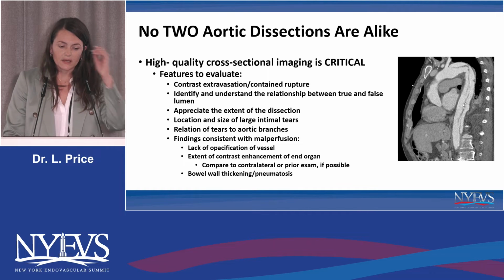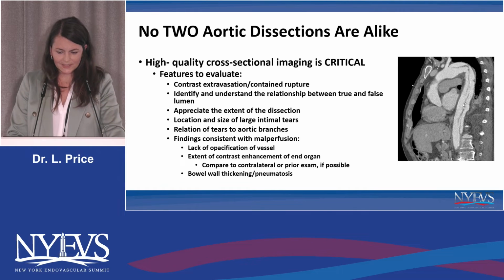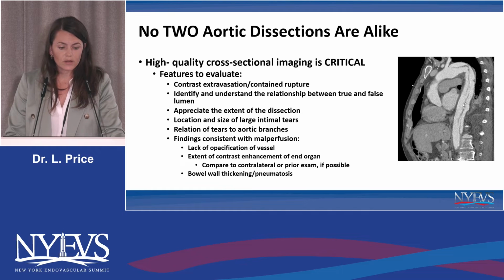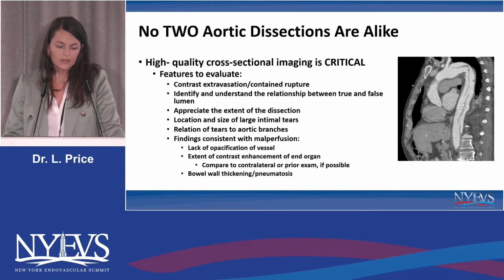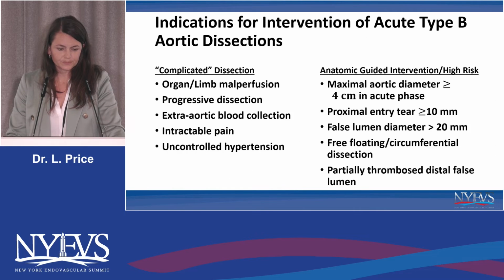The reason why dissections are oftentimes our nemesis as interventionalists is that no two aortic dissections are the same. So it's incredibly important to have high quality cross-sectional imaging. Why? What are we looking at? We're looking at contrast extravasation, contained ruptures. You want to identify and understand the relationship between the true lumen and the false lumen. You want to appreciate the extent of the dissection, the location and the size of the intimal tears, the relationship of that flap to the aortic branches, and then you can also see findings that are consistent with malperfusion.